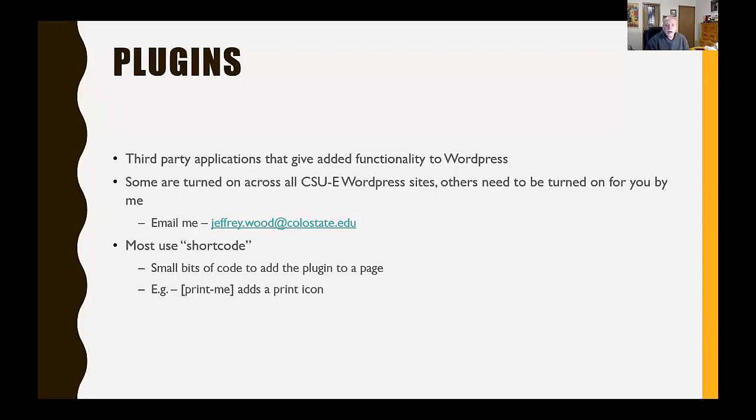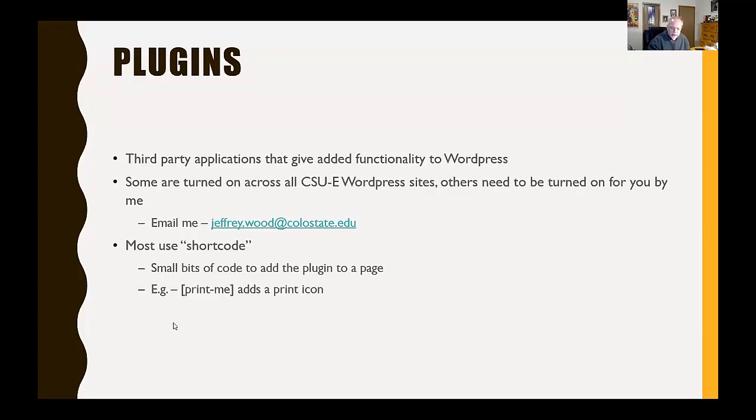Most plugins use shortcode, which are very small bits of code that add the plugin into a page. An example here, and this one is already turned on across all extension WordPress sites, is print-me. So the left bracket, print-me, right bracket will add a print icon onto your page. And we actually discuss Print-O-MATIC in today's session, and we'll talk about some of the attributes you can give that print-me icon.